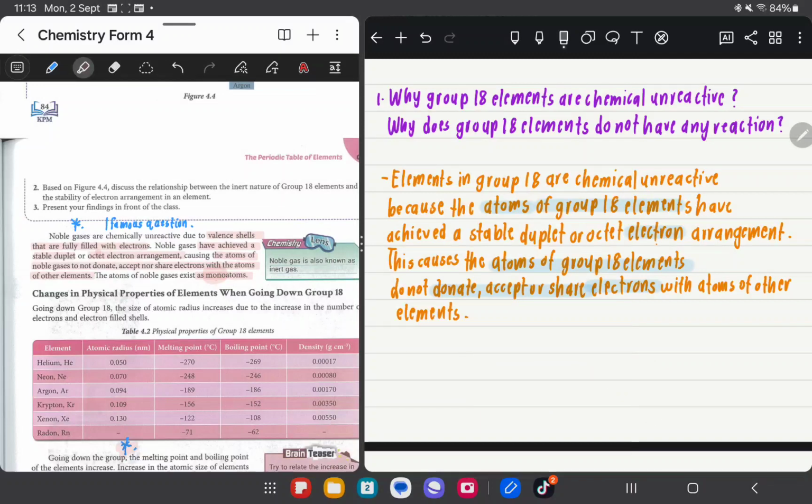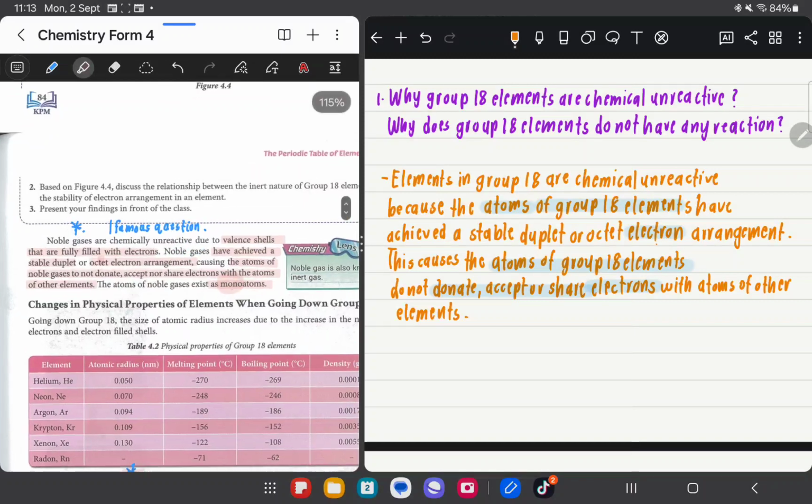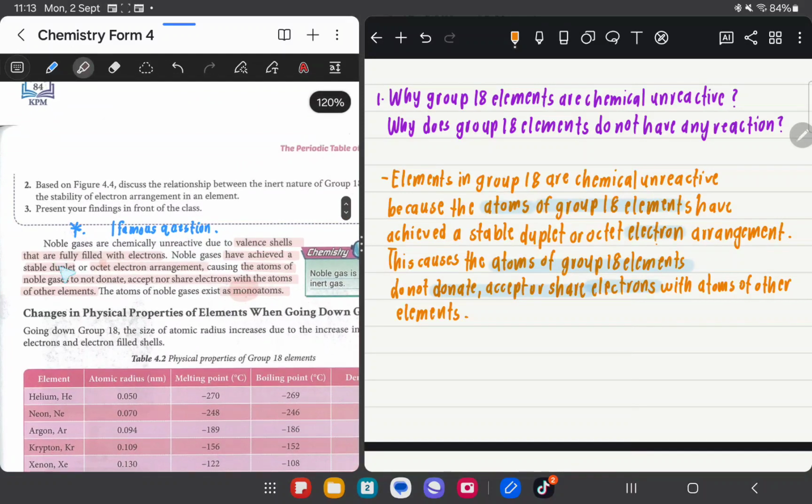Okay, so I want to recap once more here. I have to explain again. When people ask why group 18 elements are unreactive, you have to say because the atoms of group 18 elements have achieved a stable duplet or octet electron arrangement. Or you can follow this one too: because the valence shell is fully filled with electrons.